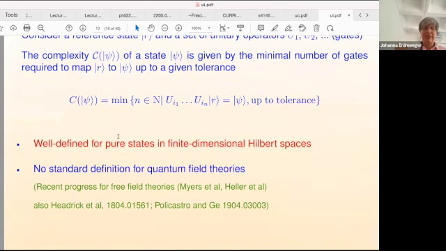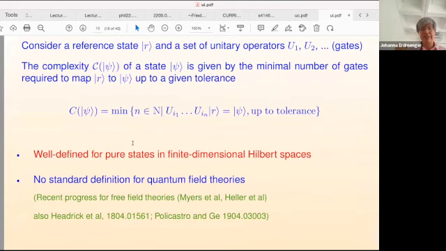Okay, so now the issue is that this quantity is well defined for pure states in a finite dimensional Hilbert space, but if we want to make any relation to black holes, we need a definition for quantum field theories.